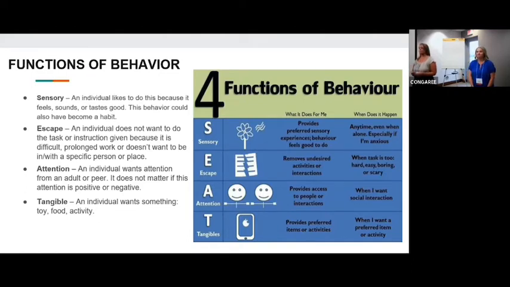And you want to think about yourself too. What are some things that you might do, like procrastination? That's a behavior, where you're trying to escape doing something you don't want to do. In grad school, my house has never been so clean. Yep, exactly.